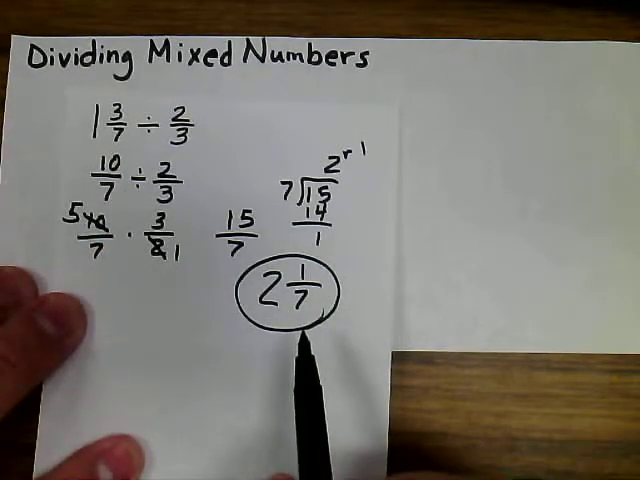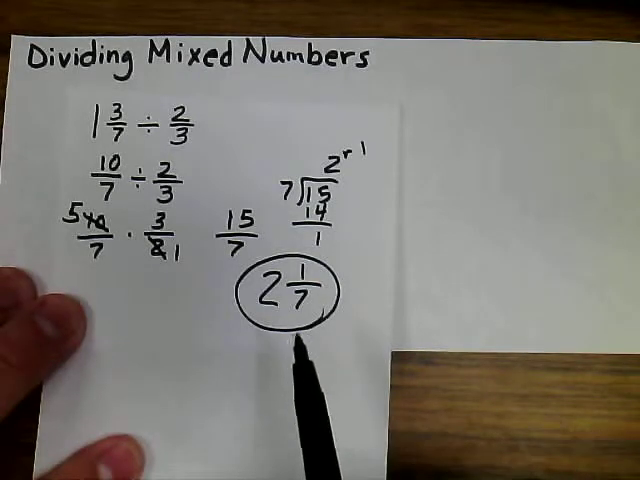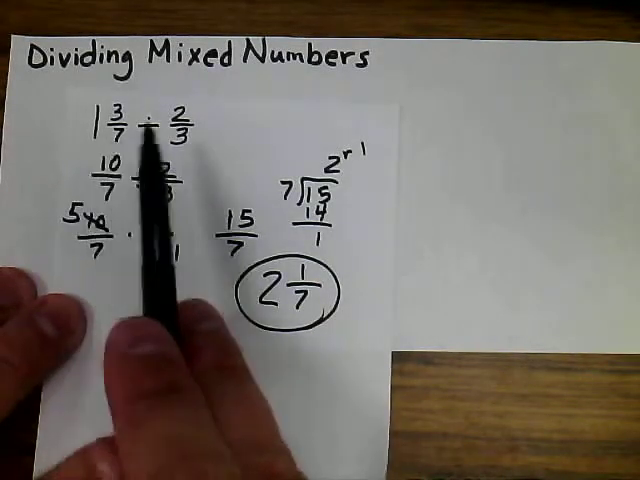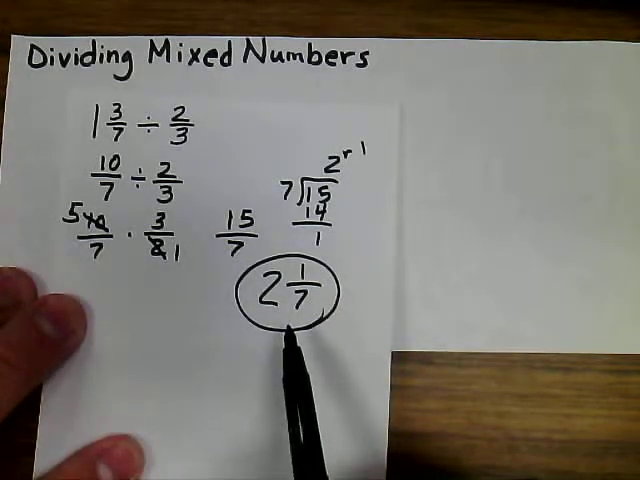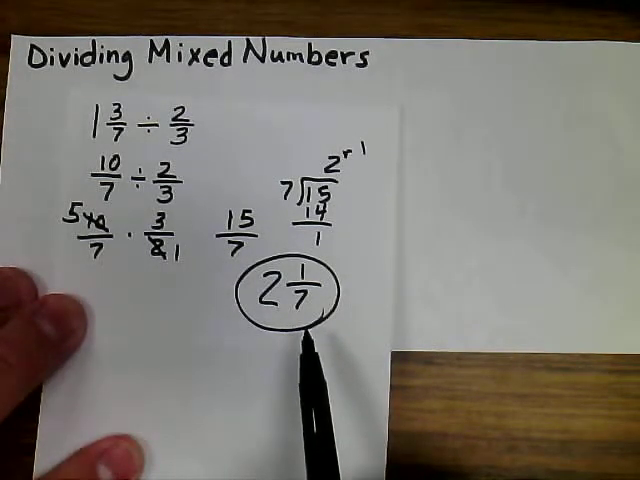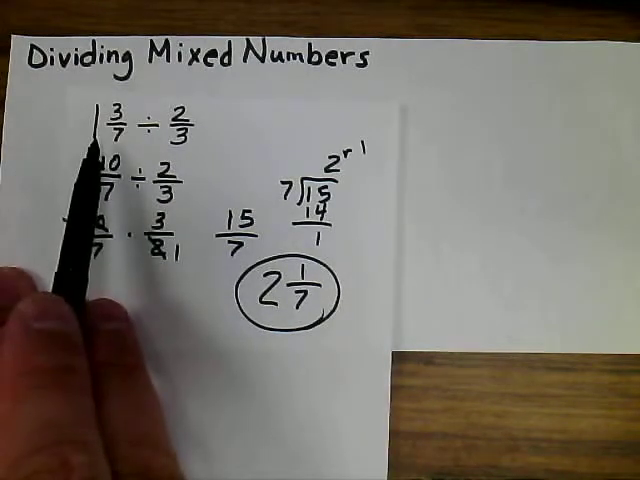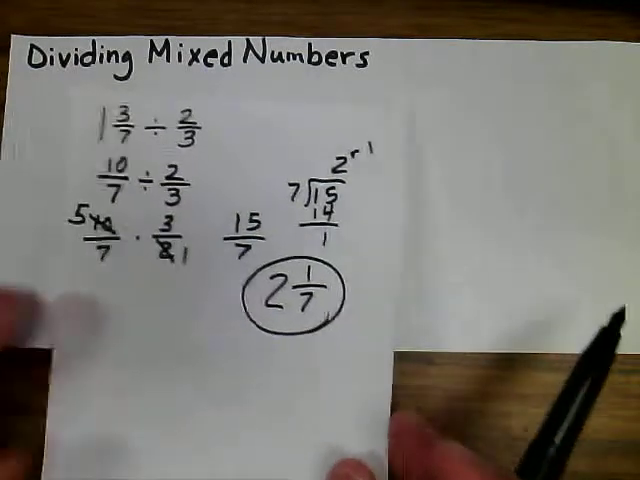You'll note again, just like with division of fractions, that many times if you're dividing by a fraction, you're going to end up getting an answer, a quotient that's actually larger than your dividend. So just be aware of that.